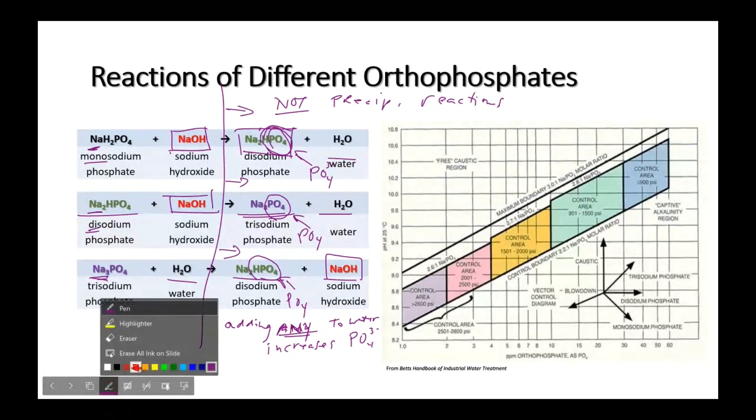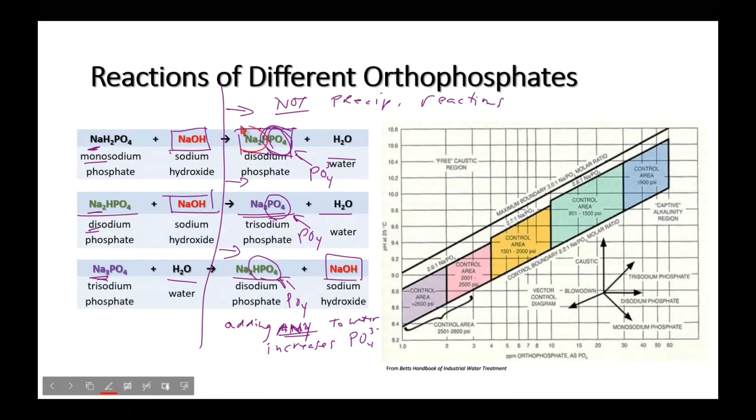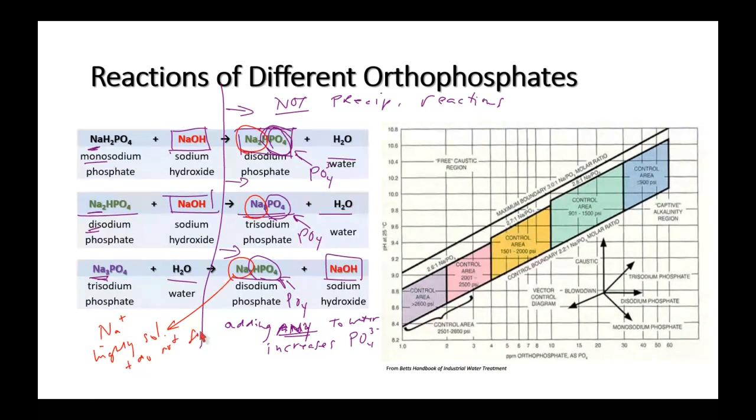Now, what else do we have on the product side? We've got sodium, we've got sodium, we've got sodium. And what we know about sodium is sodium compounds are highly soluble and do not form scale. So we're adding in sodium compounds, and we've got sodium compounds coming out, and so we're not adding any kind of scale-forming compound. This stuff is highly soluble.